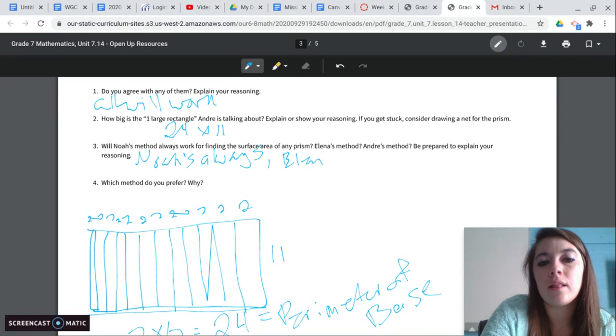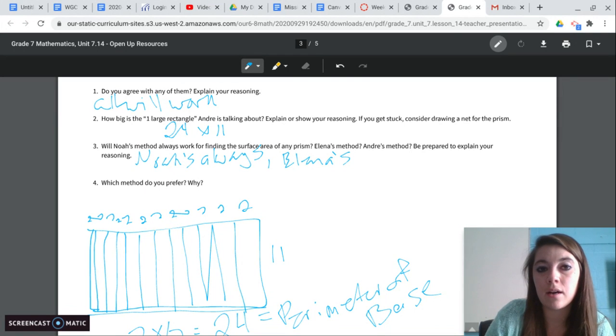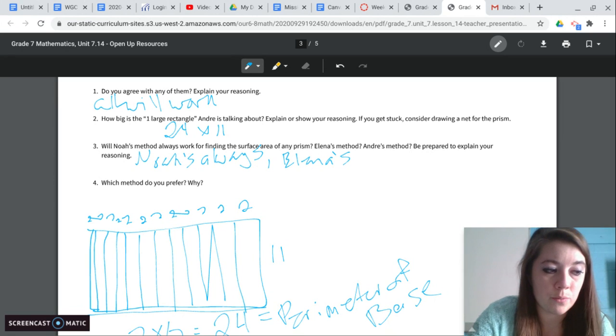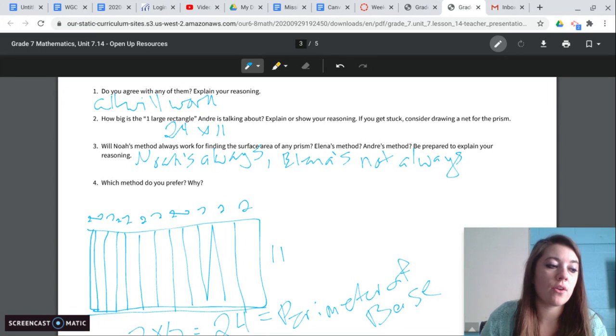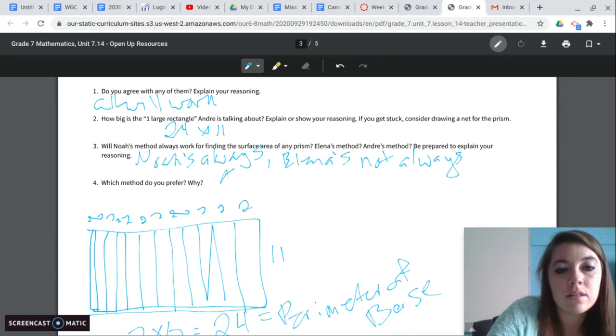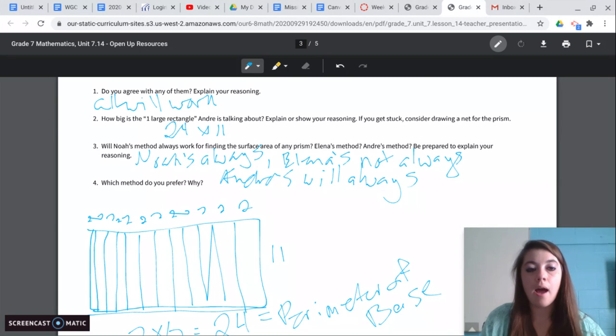Elena's, now Elena's worked on this one because each of the sides of our figure were the same size. So Elena's won't always work. It'll only work when we have cases like this where all those sides are the same. And Andres' will also always work because we can always take and spread this all out, find the perimeter, multiply by the height, then find the area of the 2 bases.